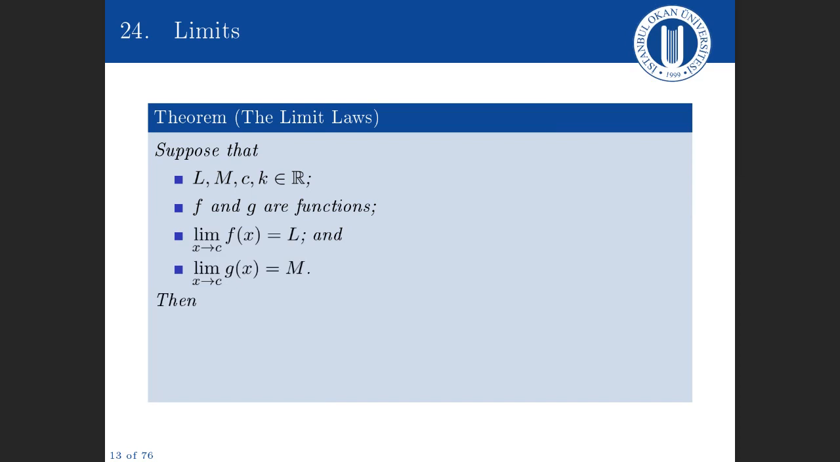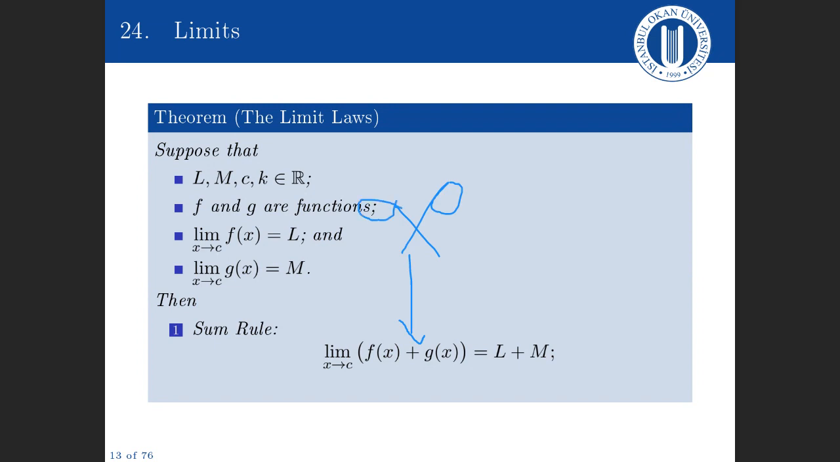Now, for the first theorem of today, I want to give the limit laws. In this theorem, L, M, c, and k are going to be numbers. f and g are going to be functions. And we're going to assume that the limit as x tends to c of f of x is L, and the limit as x tends to c of g of x is equal to M. Then rule number one is called the sum rule. This says the limit of f plus g is equal to the limit of f plus the limit of g. So in other words, if we see a plus inside a limit, we can cut it just here into two smaller limits.